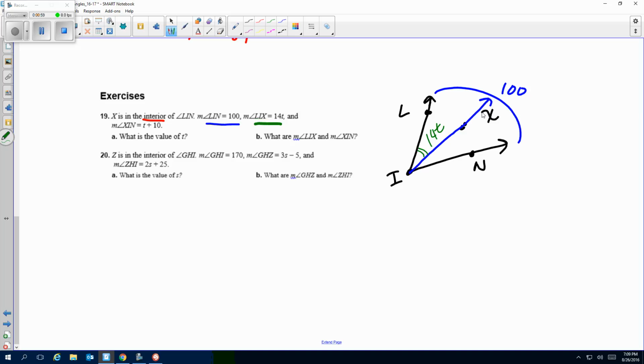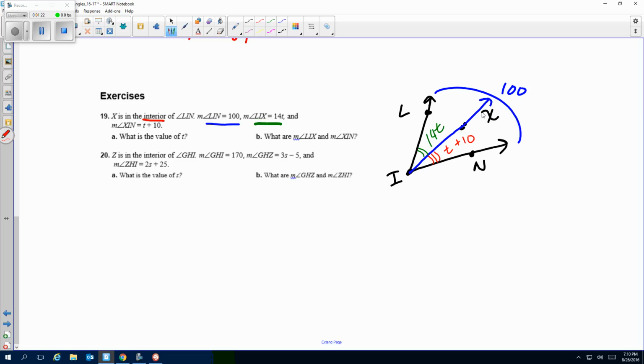And then we know that XIN, I believe that is, so that's this one here. We're going to do three arcs. It's t plus 10. We got that? So they want us to find the value of t. And in order for us to do that, I'm going to have to use my angle addition. Okay, angle addition again.